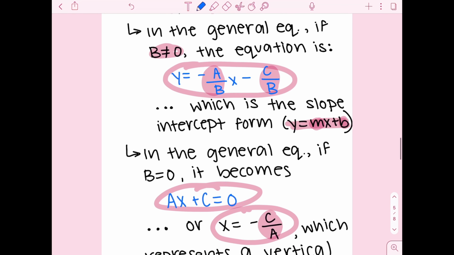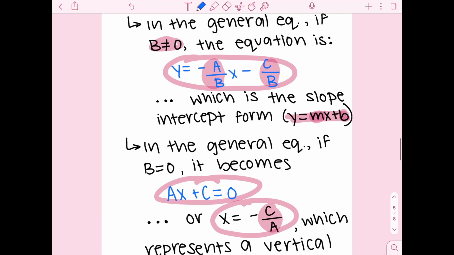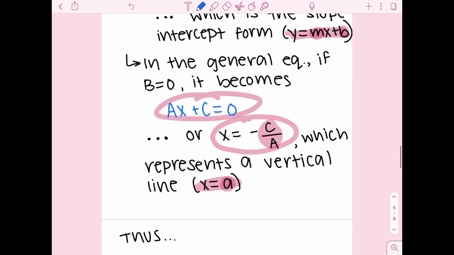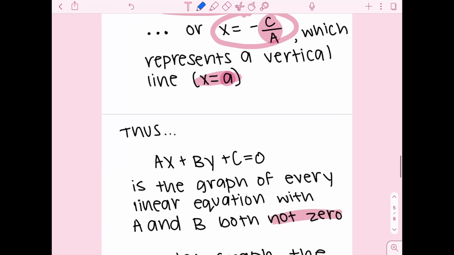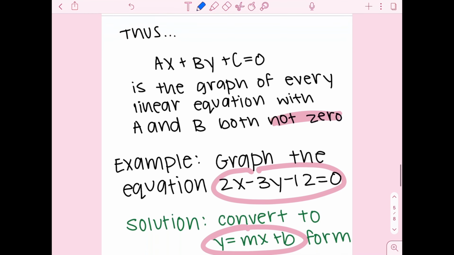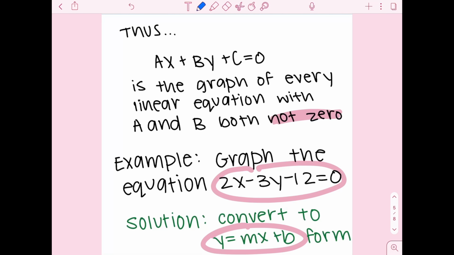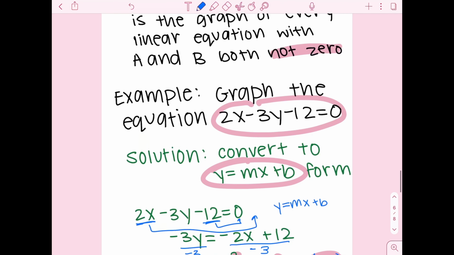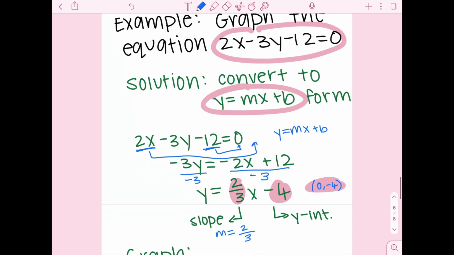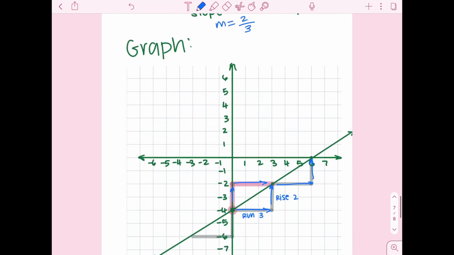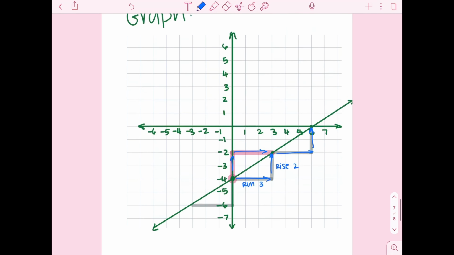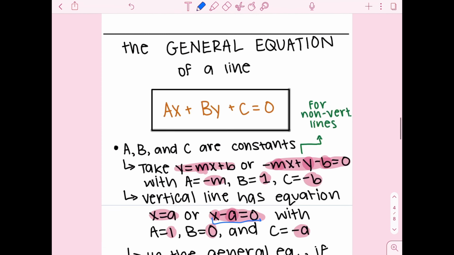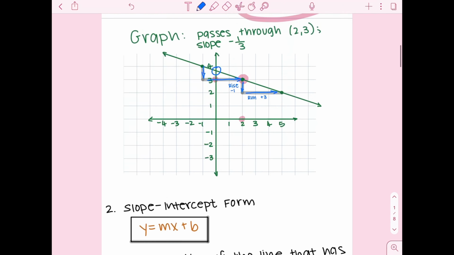regulations where we found out that if b is not equal to 0, it represents the slope-intercept form, but if b is equal to 0, it represents a vertical line form. And then we figured out that the general form, ax plus by plus c, is the graph of every linear equation with a and b both not 0. Then we did an example with this form, and there we wrapped it up. So that sums up today's video on the different equations of a line.